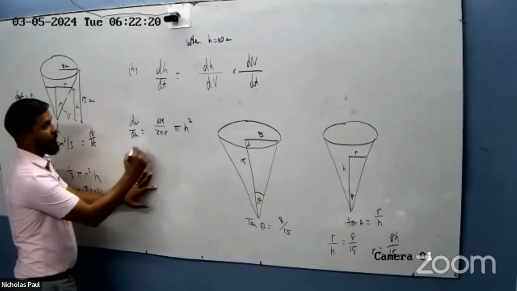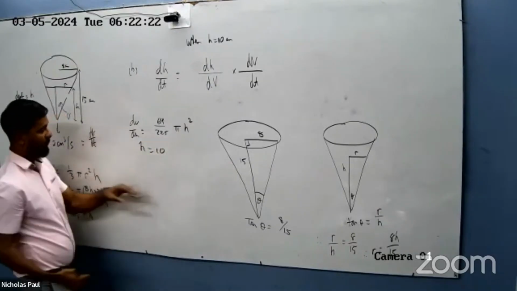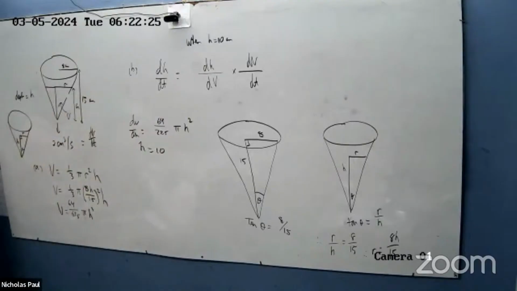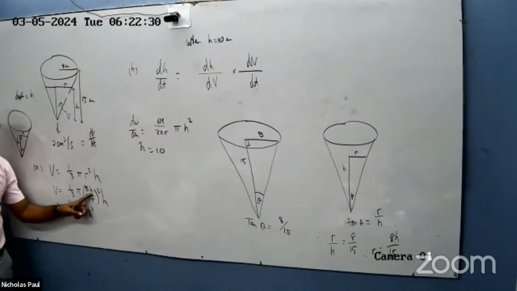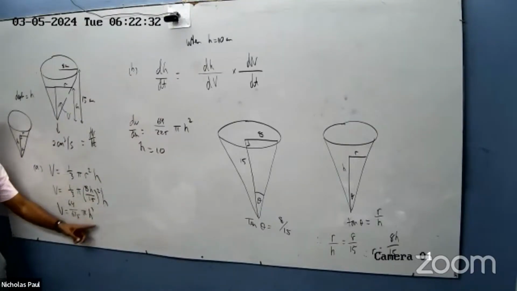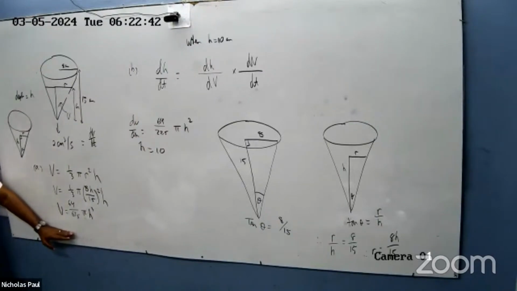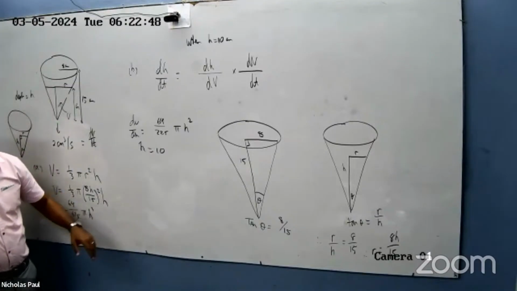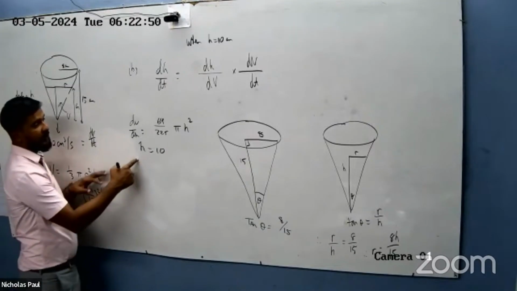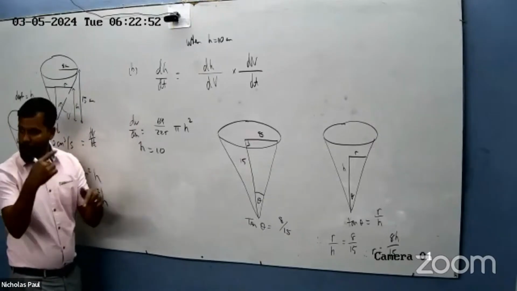Now we can substitute H is 10. If I had substituted H is 10 at the start, I wouldn't get the equation I wanted. I would just get the V value when H is 10. I don't want that. I want this equation here, part A. So when I substitute, I'll get dH/dt and then I will flip it over.